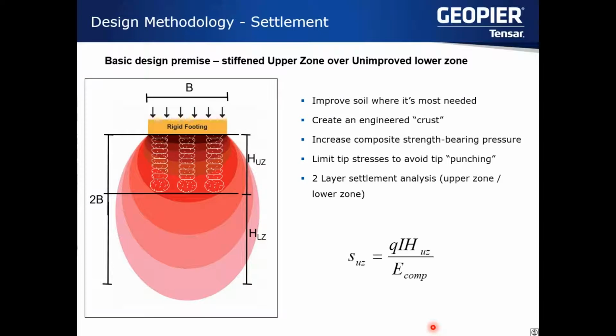So in the case of settlement, our basic design methodology involves looking at a stiffened upper zone, and that's essentially where we're improving the soils by installing a system of Geopier elements. And the thought is that we're creating an engineered crust, which is then going to increase the composite strength of the soil, and then we'll also in turn control the settlement. And then we'll look at it two ways. So we have the upper zone where we improve, and we also have the lower zone beneath the piers that we install, which is unimproved.